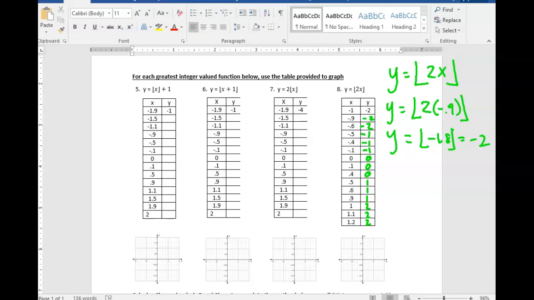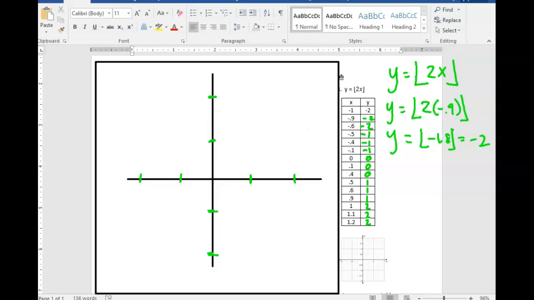Now it says, for each greatest integer value function below, use the table provided to graph it. So I want to graph this. And this is kind of tedious, but after you graph one, you kind of start to get the idea of how to graph it. So what I'm going to do is plot all of these points. So here's my graph. Let's start with negative 1, negative 2. So I'm going to go left 1, down 2, and I'm going to put a dot.